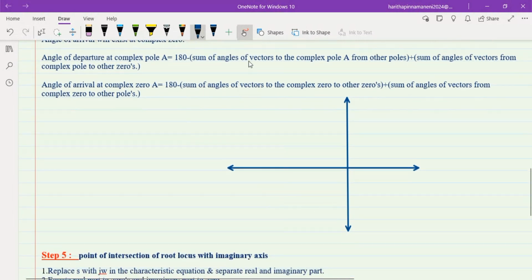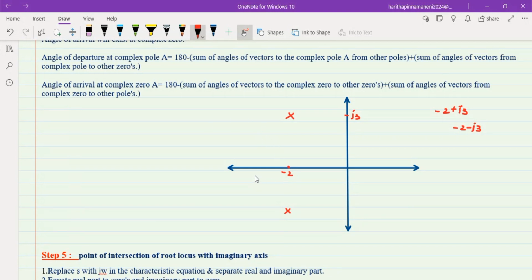I am taking this as the s-plane. Now let's mark the complex pole. So I have a complex pole that is at minus 2 plus j3. One complex pole, and complex poles are always in pairs, minus 2 plus or minus j3, right? So minus 2 plus j3, minus 2 minus j3. So these two are the complex poles. So if complex pole is there, it means there exists an angle of departure.